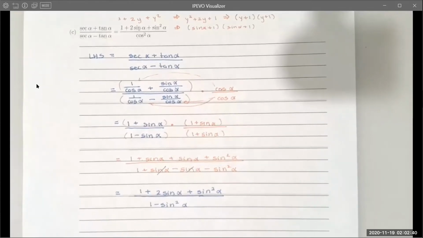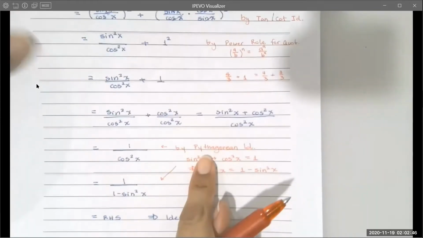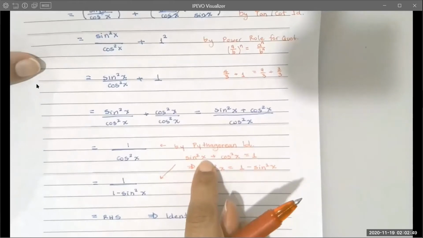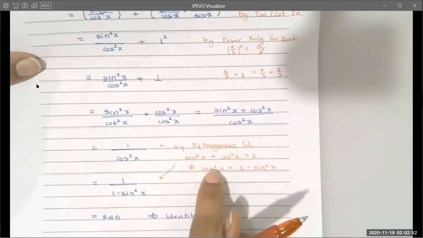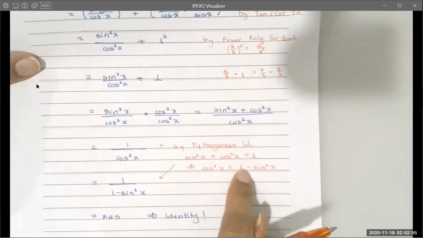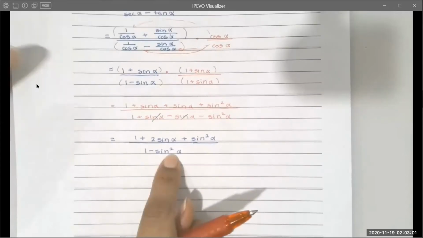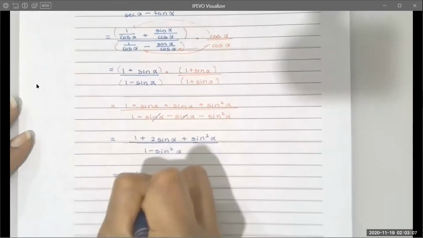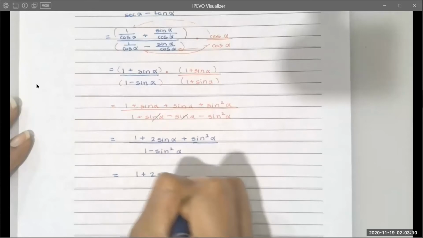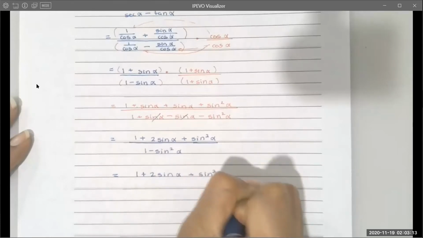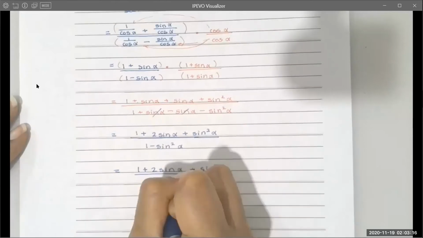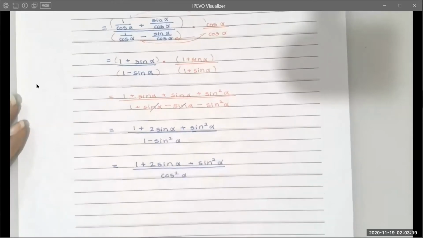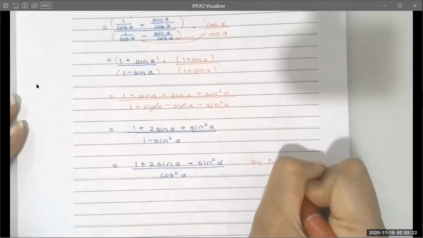If you recall, let me bring it back. Actually, I think I just have to flip the sheet. The Pythagorean identity was this: sine squared x plus cosine squared x equals 1. If we solve for the cosine squared, we'll get 1 minus sine squared. So that's what we're going to do here. Instead, we're going to have the 1 minus sine squared replaced with cosine squared. So 1 plus 2 sine alpha plus sine squared alpha is the numerator. The denominator becomes cosine squared alpha. And this is by Pythagorean identity.